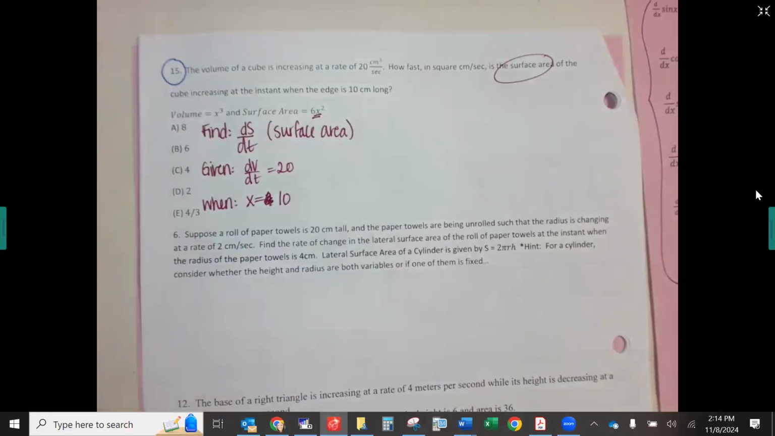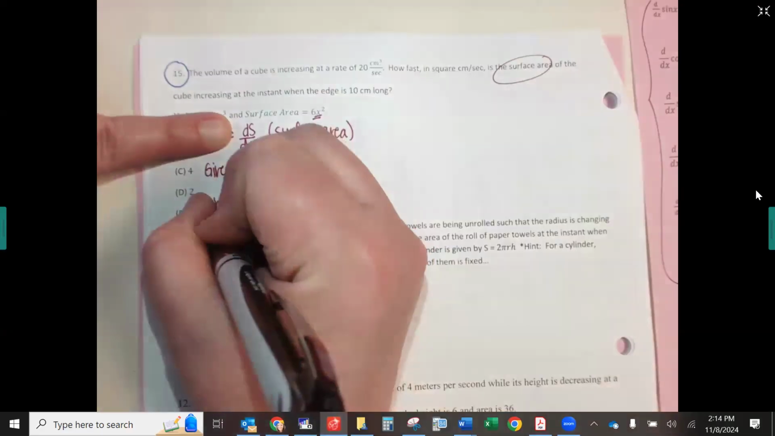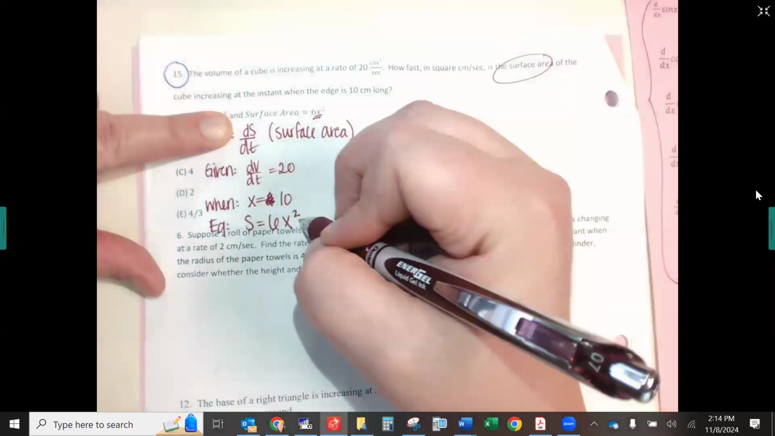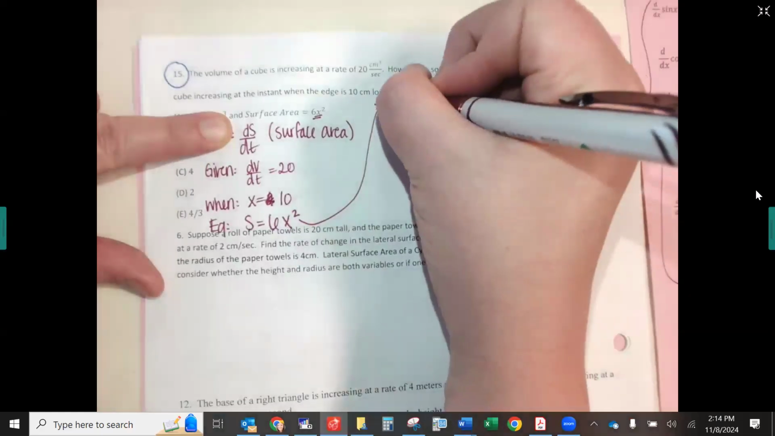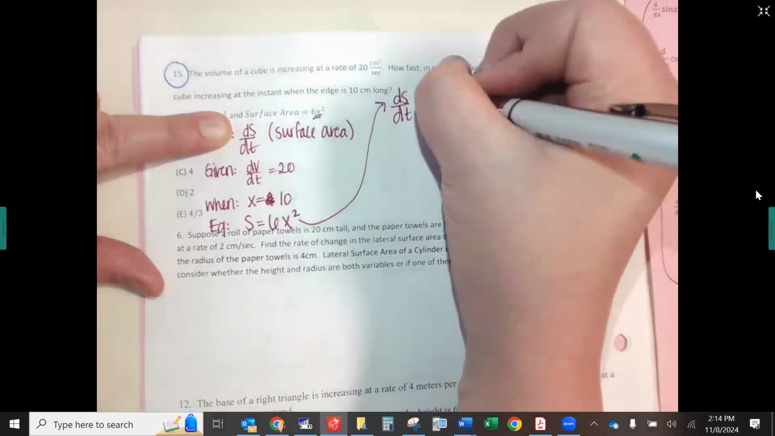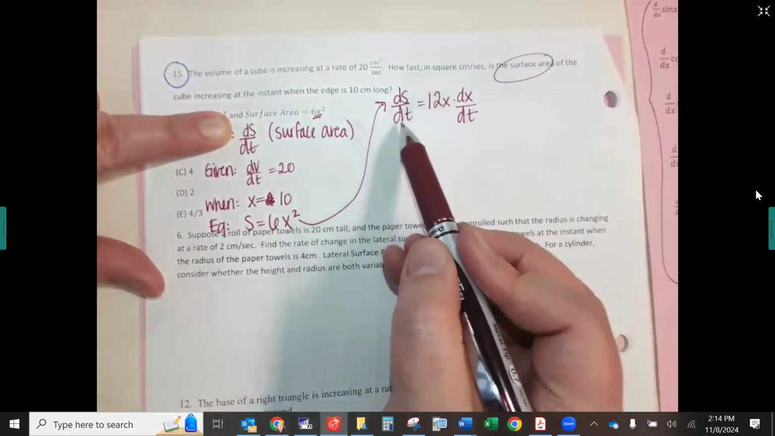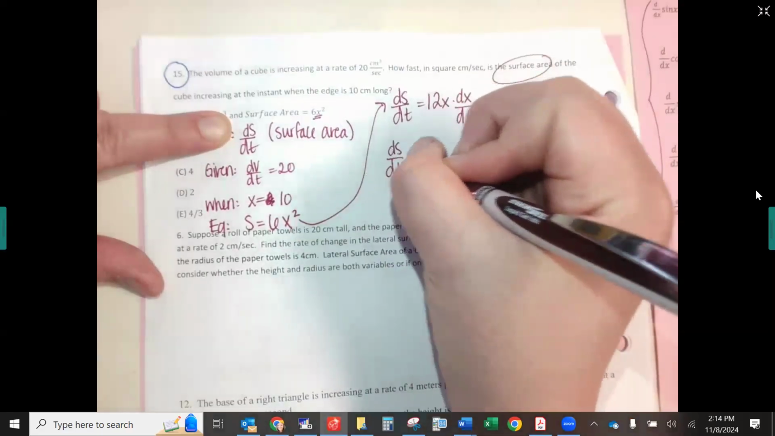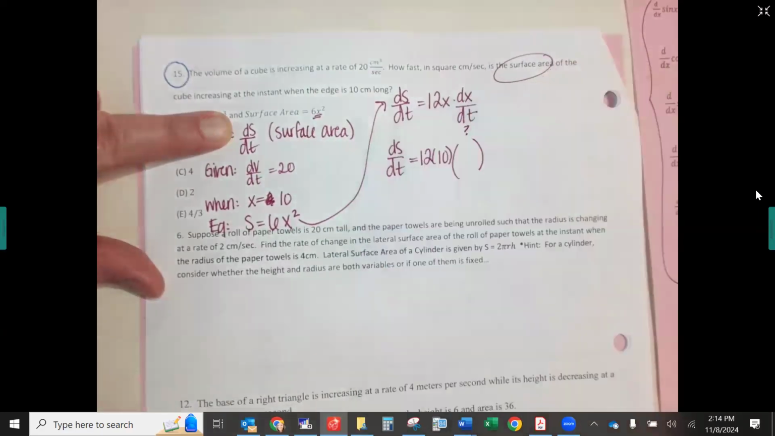All right, then for my equation, they gave me two of them. But let's start with surface area. If I know that the surface area of a cube is 6x squared, what would the derivative of that be? 12x. Yes. So dS/dt equals 12x dx/dt. And then when I get to here, keep in mind, this is what I'm solving for. I know x. What's x? 10. So we're 12 times 10, but then we don't know what dx/dt is.